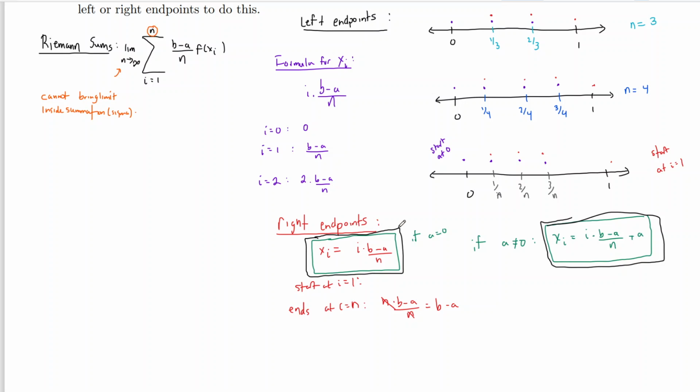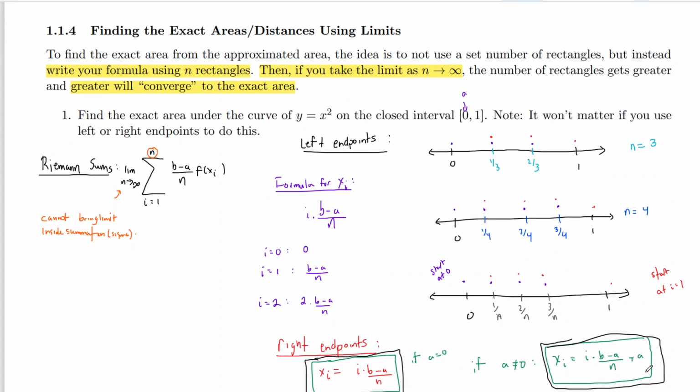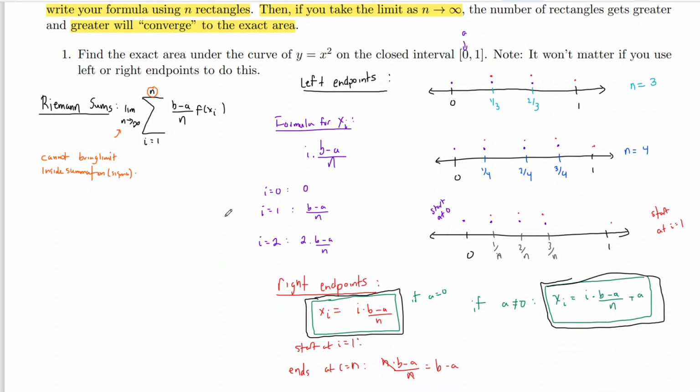So just remember, this is if your a equals 0, which is your starting point. If your a does not equal 0, you have to use this for xi. But these will always work as long as the base of the rectangle is equal. So they're all the same, and you can always assume they are the same because you're the one that's estimating the area. You're really making the formula yourself.